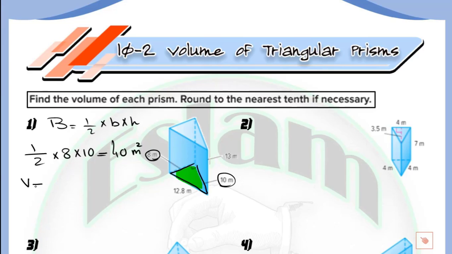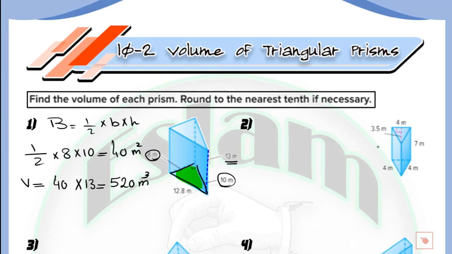After that, we need to find the volume. We will use the area of the base multiplied by the height. We said the height is the length of the line segment joining the two opposite, parallel bases, which is 13. So we'll multiply 40 by 13. You will find that the answer is 520 cubic units, because we said the area is measured in square units and the volume is measured in cubic units.